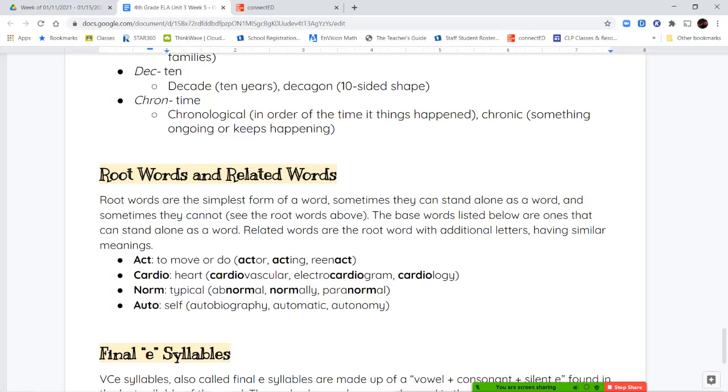Our next root is norm. Norm means something that's typical. So normal, abnormal, normally, paranormal. These are all words that are related to the root word norm.